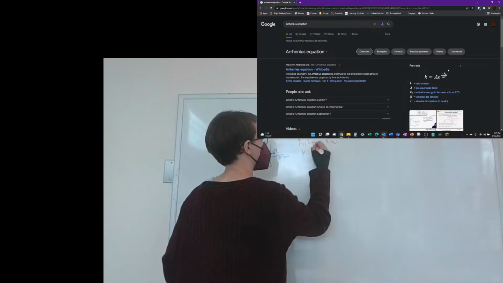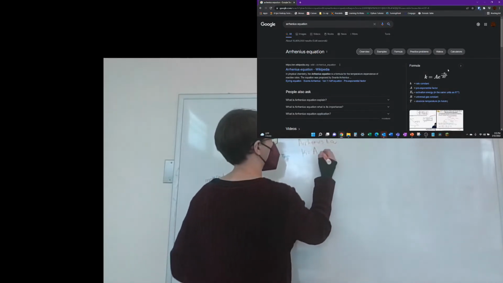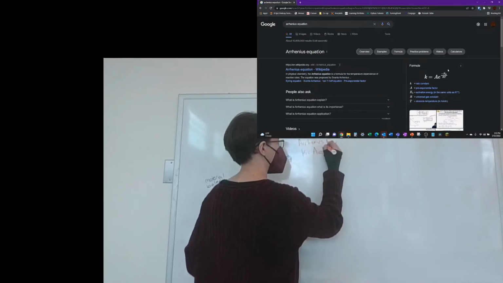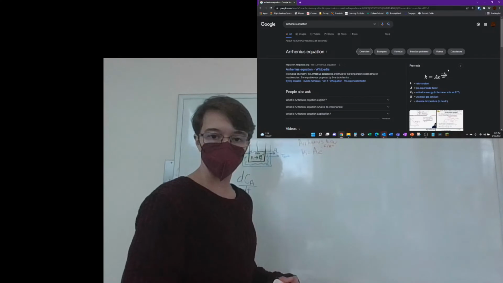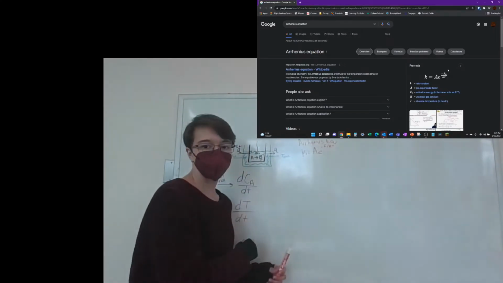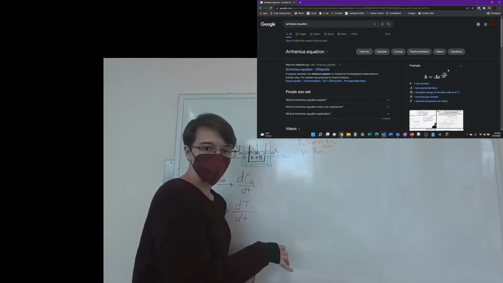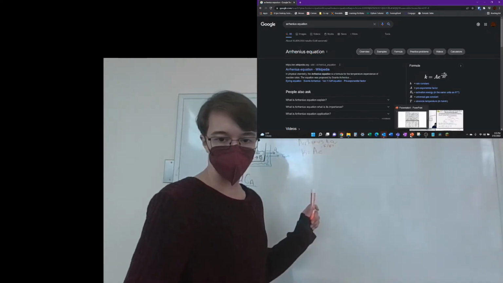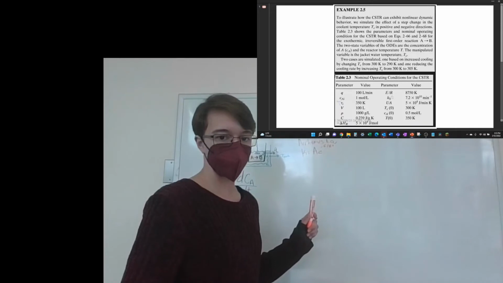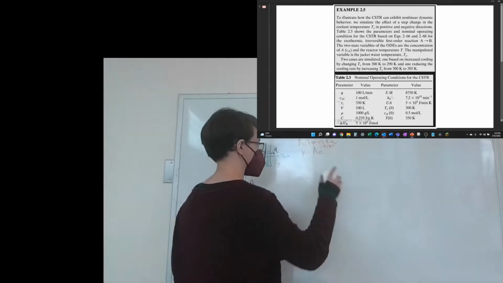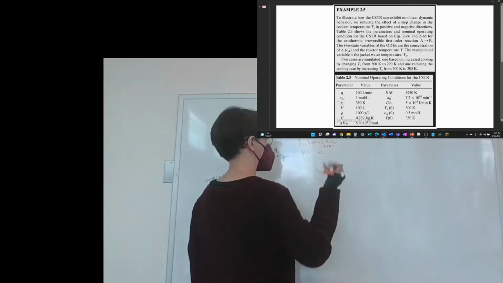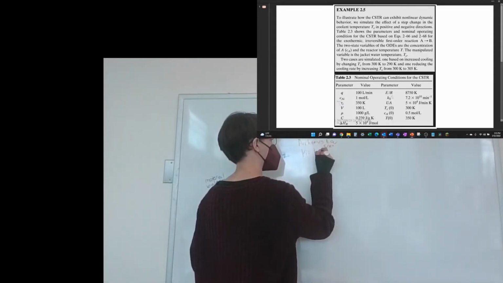The Arrhenius equation: k is equal to A times e to the negative E over RT. So k is our rate constant, and A is our pre-exponential factor, and in our problem they've actually given A as k naught, just a different variable name, but it's the same thing. So we're going to replace that A there with the k naught.